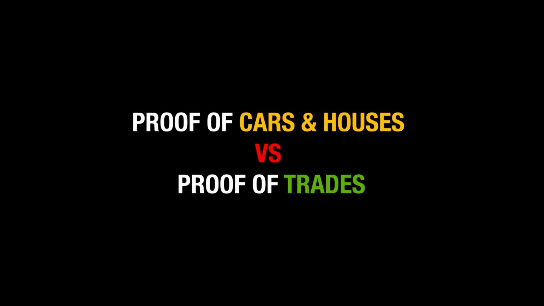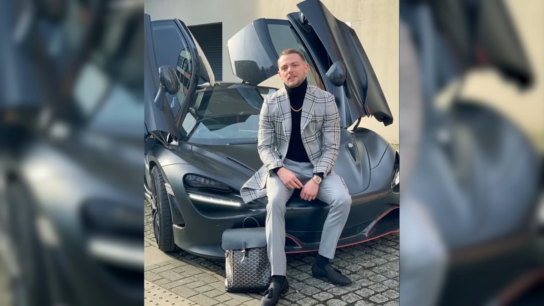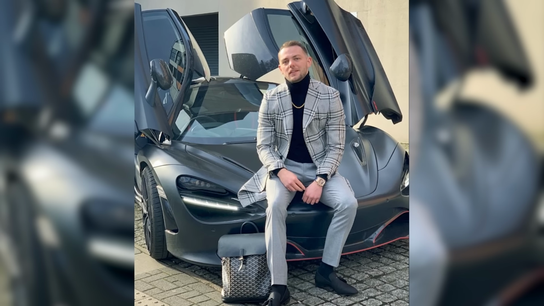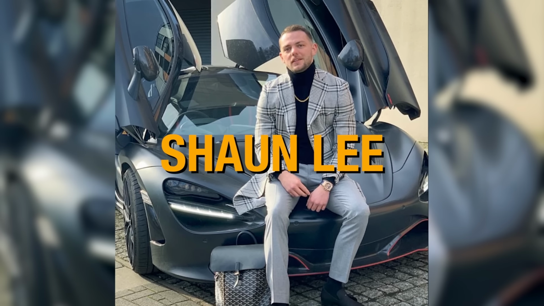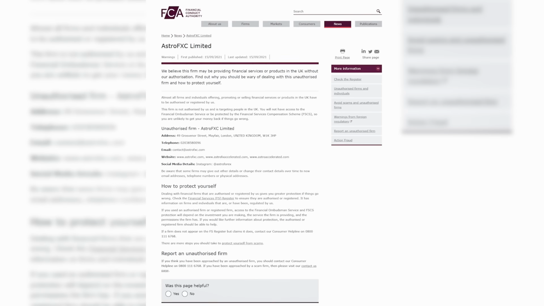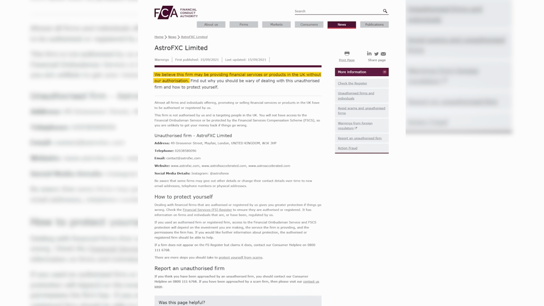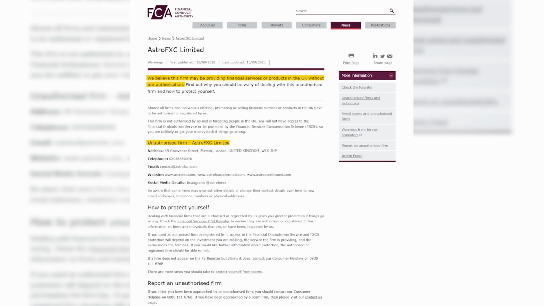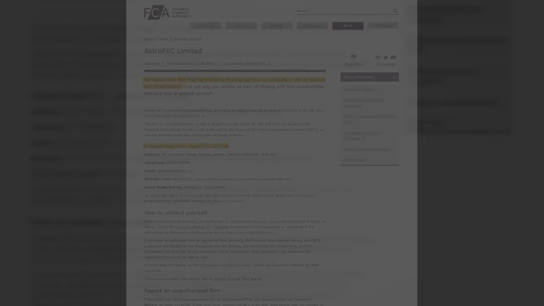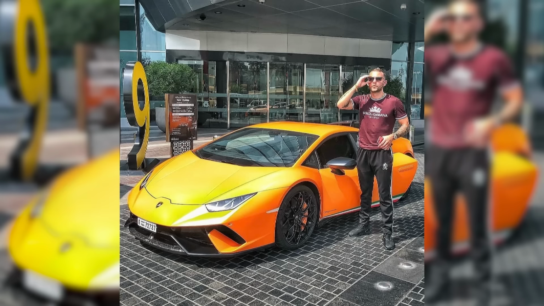Proof of cars and houses versus proof of trades. The story shifts to 2020, when, amidst an online altercation with Sean Lee, an alleged trader and the proprietor of the trading firm AstroFX, which was later suspended due to a cautionary advisory from the Financial Conduct Authority in the UK, Michael was repeatedly labelled as a Forex fraud. In response, Michael staunchly affirmed he would never imitate Sean's flashy display of wealth, such as car collections.